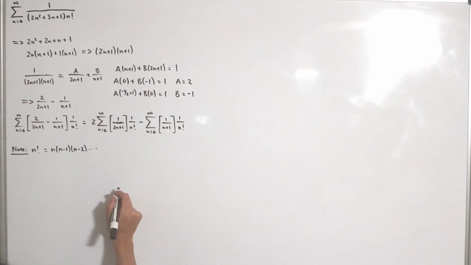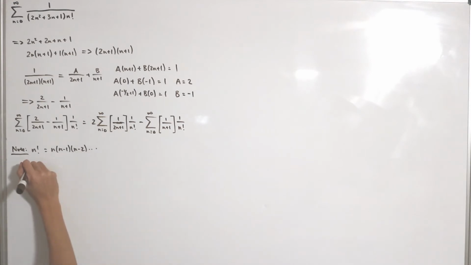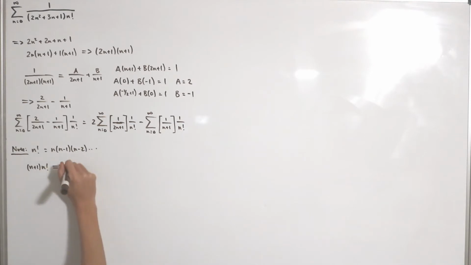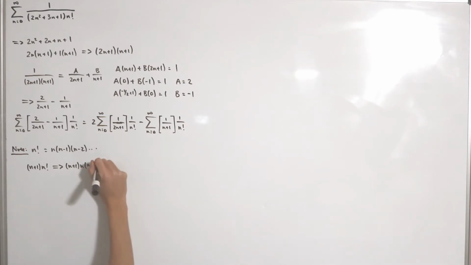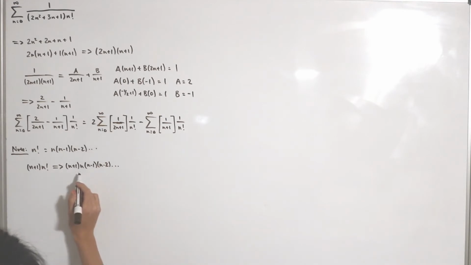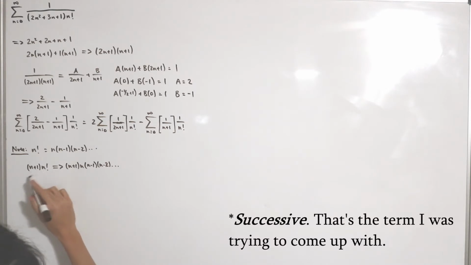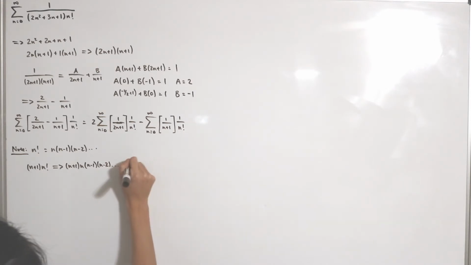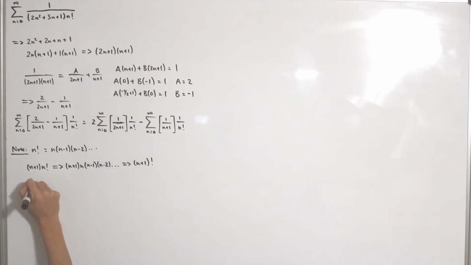Okay, so now notice if we were to multiply n plus 1 by n factorial, this is simply n plus 1 multiplied by n, multiplied by n minus 1, multiplied by n minus 2, and so forth. So there's actually a precursor term n plus 1, a term before the n, so therefore we can rewrite this as n plus 1 factorial.